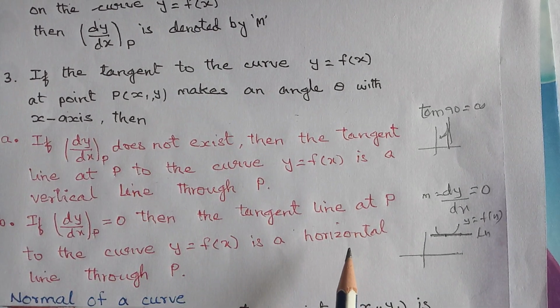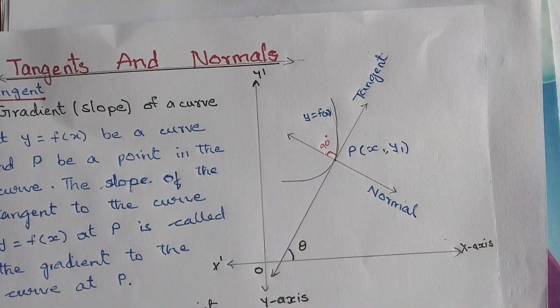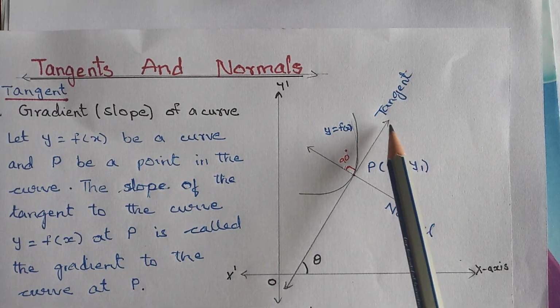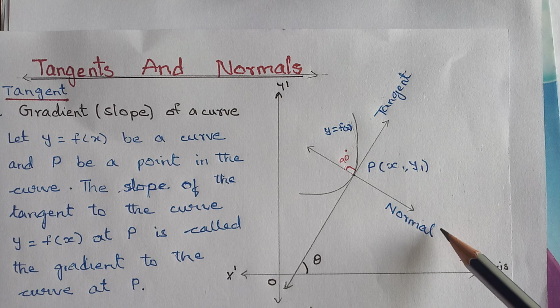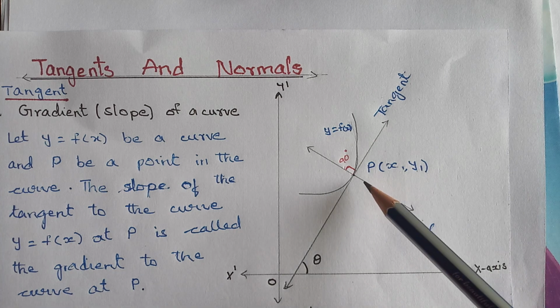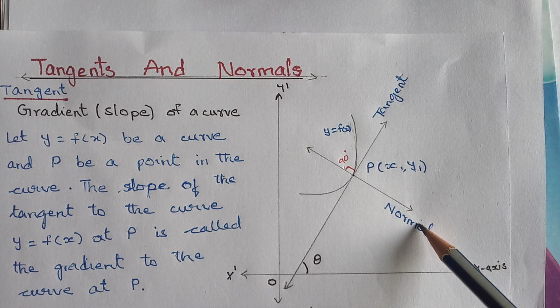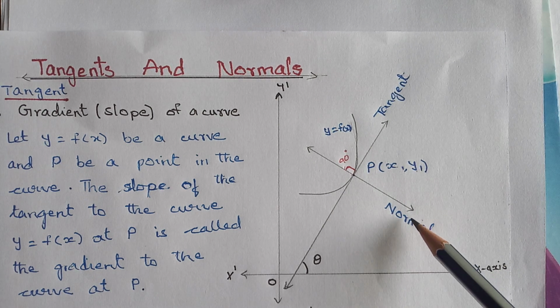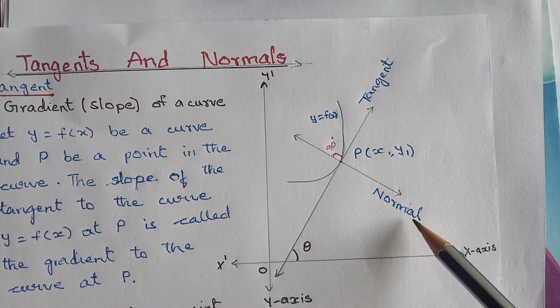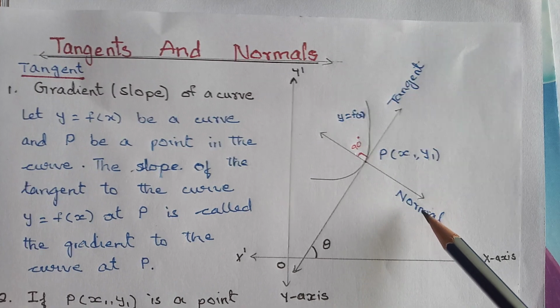This is about the tangent. Suppose for this curve this is a tangent line. If you draw a perpendicular to the tangent passing through the point P, then this line is called the normal line. Now you have to find the slope of the normal line.